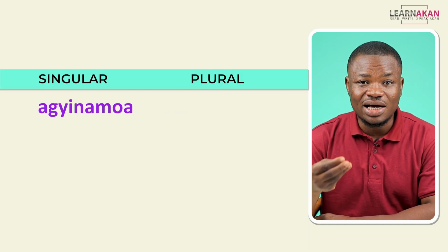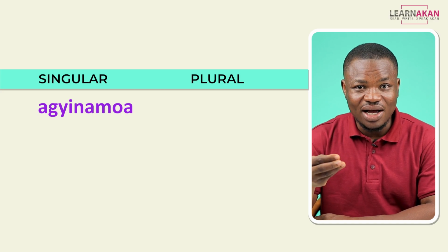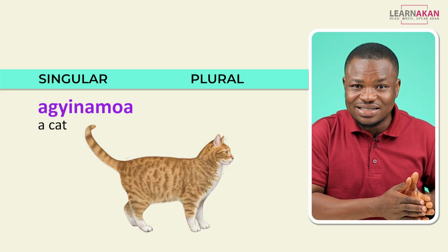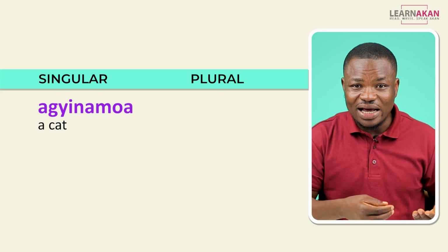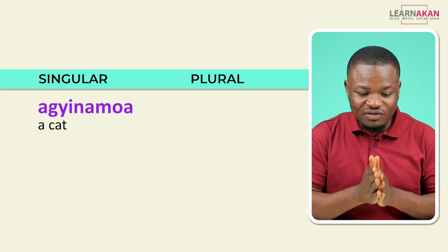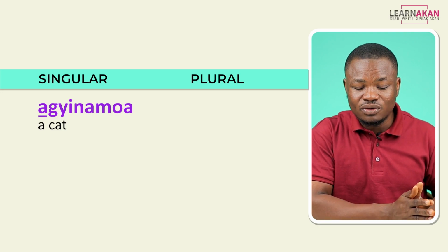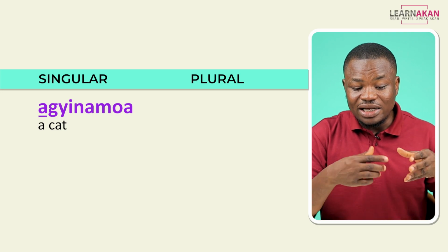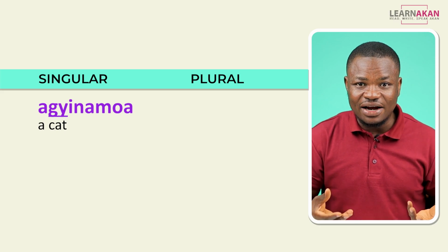So we have ejinamwa, and ejinamwa is a cat. This is one of the names for a cat. There's also okra, okay, okra. So we have ejinamwa, and this starts with a vowel. So we don't consider that. The initial sound is j, the digraph.